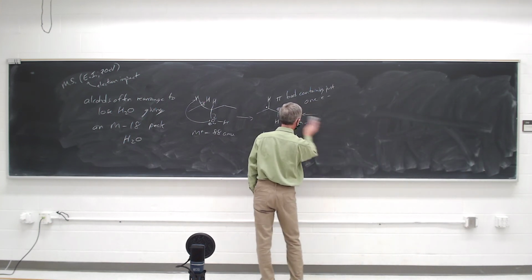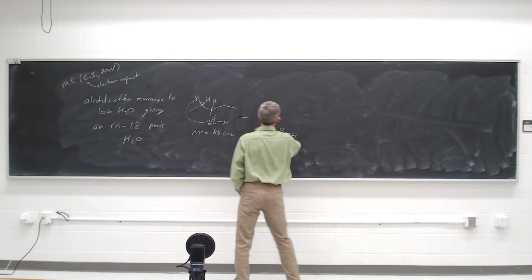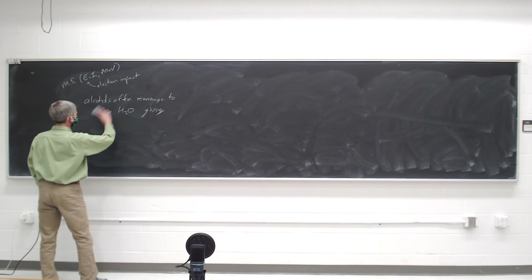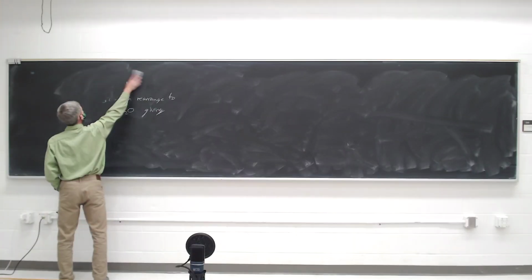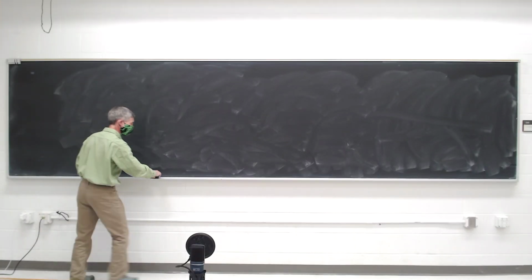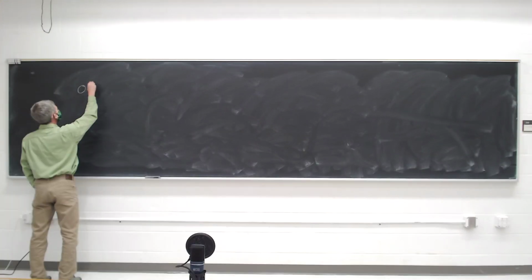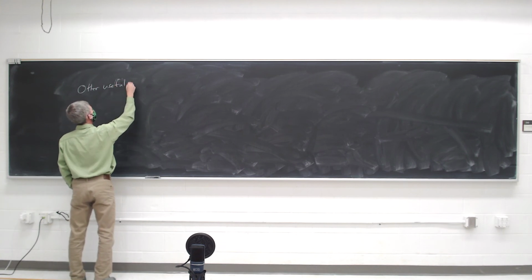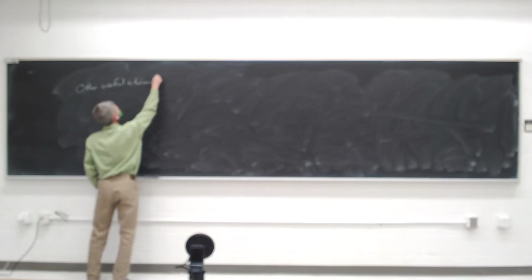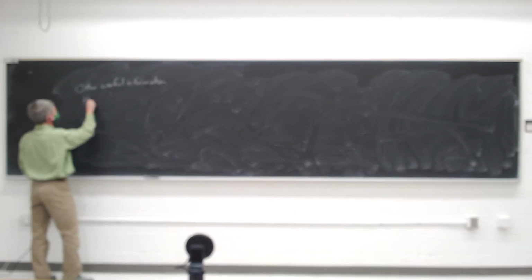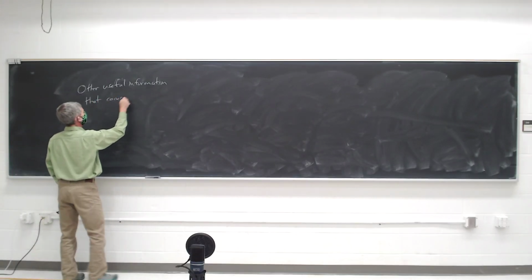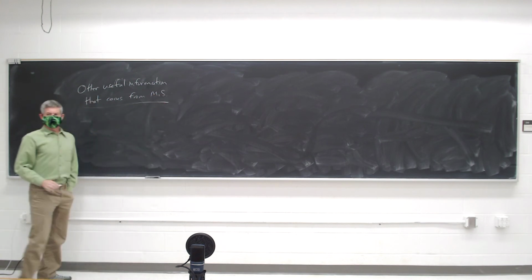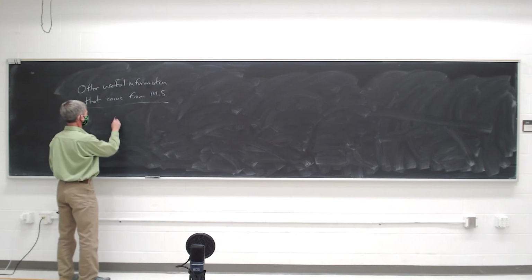Before we talk about any of those, we're going to take a break. And before we take a little break, which we'll do in a few minutes, I want to talk about some other distinctive things that you can look for in the mass spec to give you useful information. And one of those is what elements are in the molecule.